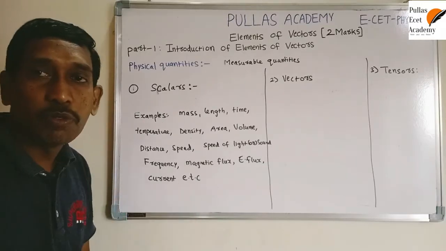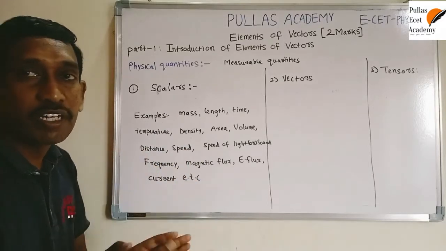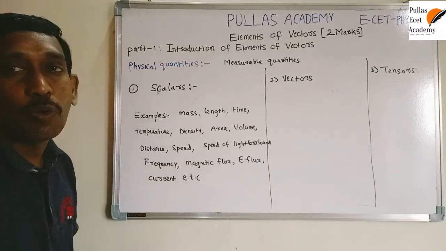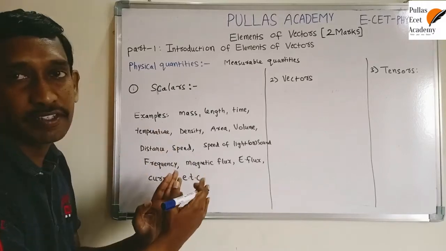But here it is not possible to discuss all physical quantities, which are scalars and which are vectors. It is not possible, because these are not countable quantities. That's why it is not possible to understand them all at one place.